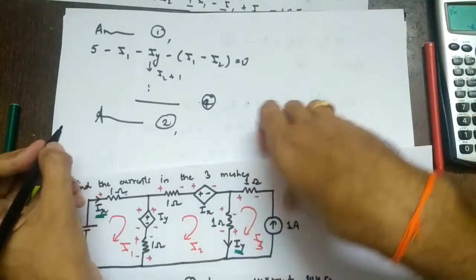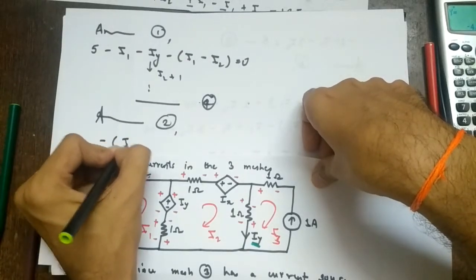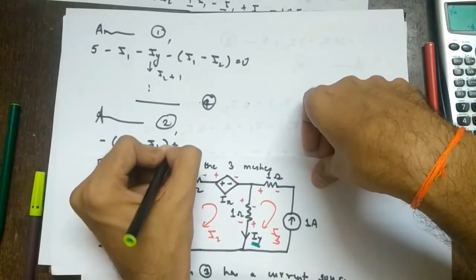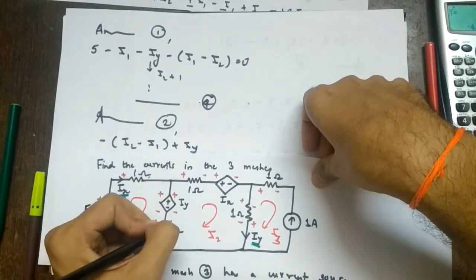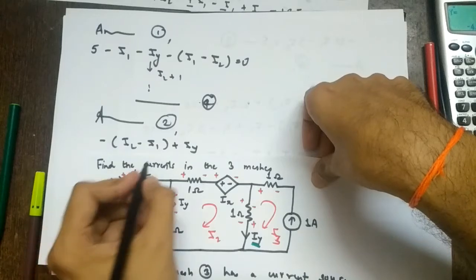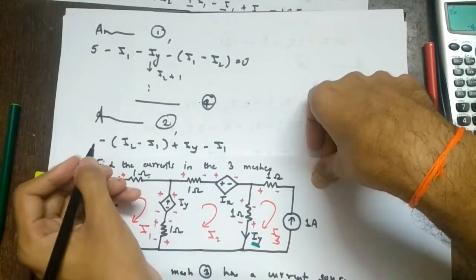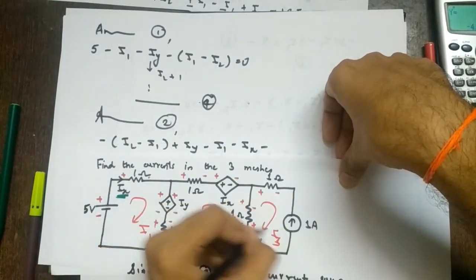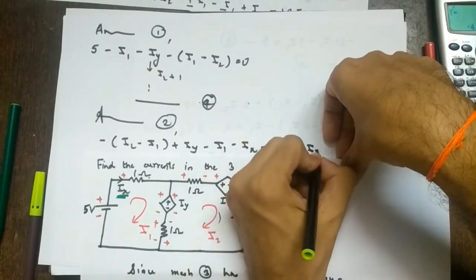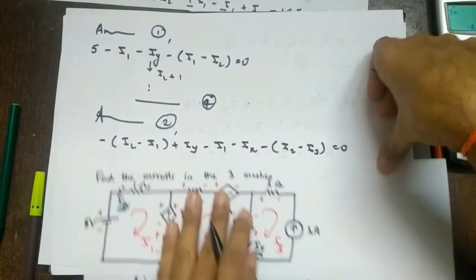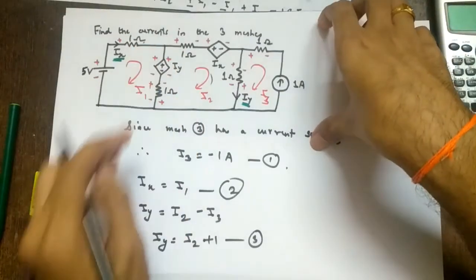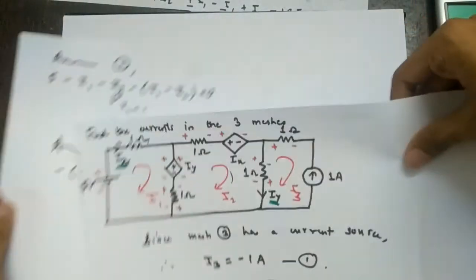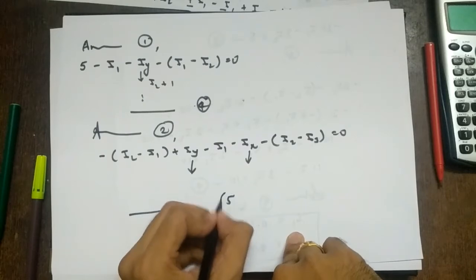Apply KVL to mesh 2. So what is mesh 2? This thing. So what will you get? Minus of I2 minus I1 plus Iy. We are going from downwards to upwards. So minus 2 plus rise in potential. Minus I1 minus Ix minus of I2 minus I3, equal to 0. So what is the dependent variable? This, so Ix. What is Ix? I1. Do we have Iy here? We have Iy also. Iy is what? I2 plus 1. So substitute, solve, you will get equation number 5.